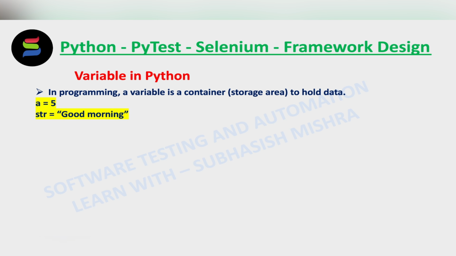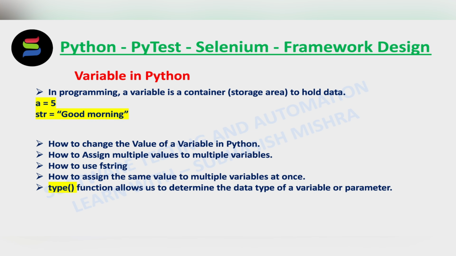So, what all we learnt till now? We learnt what is a variable in Python. In programming, a variable is a container or storage area to hold data. We saw how to assign variables, how to change the value of a variable in Python, how to assign multiple values to multiple variables, how to use f string, how to assign the same value to multiple variables at once, what is the use of the type function and how it helps us to determine the data type of a variable or parameter. So, that is all for today.